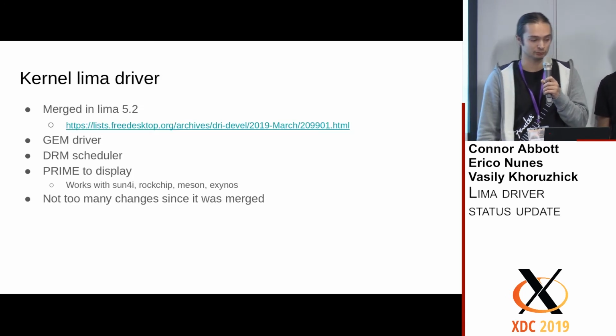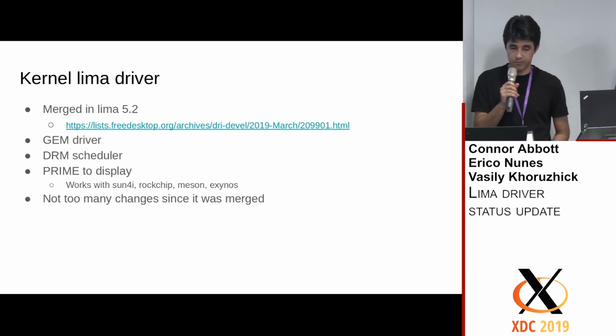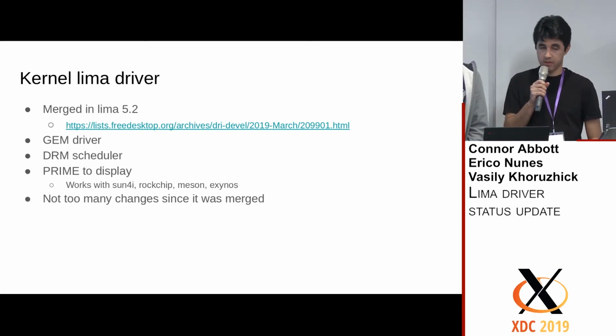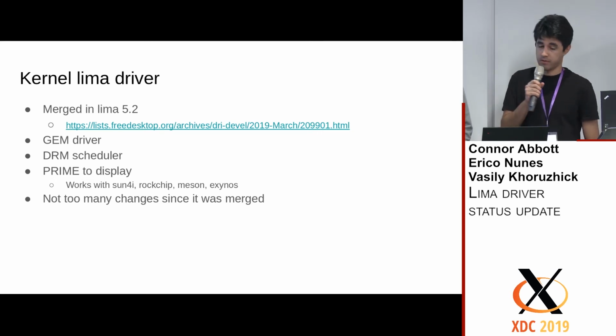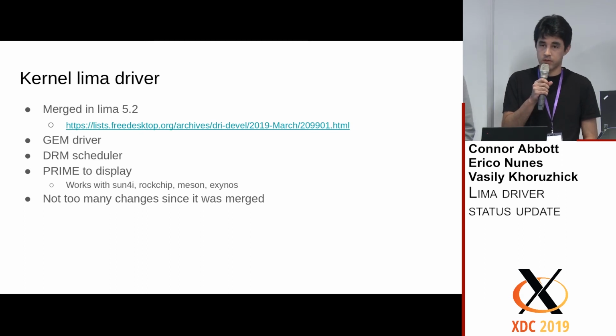Yeah, I'll pass the word to Erico. So, of course, we also have the kernel part of the Lima driver. It's already merged in 5.2. It's a GEM driver. It uses the DRM scheduler. It uses Prime to communicate with the other driver that will do the display part. So that puts us in pretty much the same position as the other drivers for ARM GPUs, like VC4 or the Etnaviv driver. We actually looked a lot into those to see how we should do things here as well.